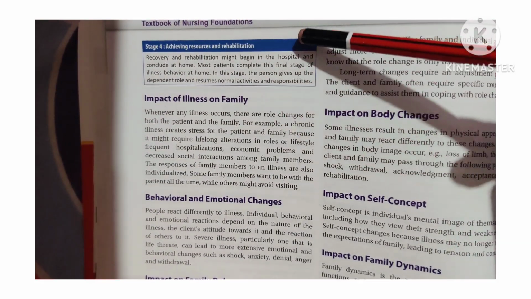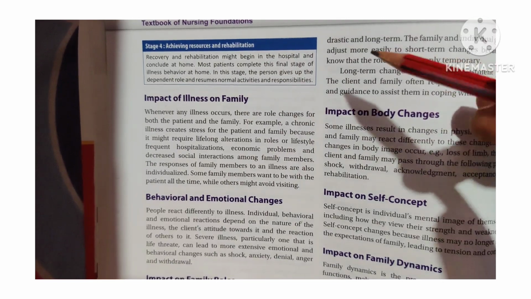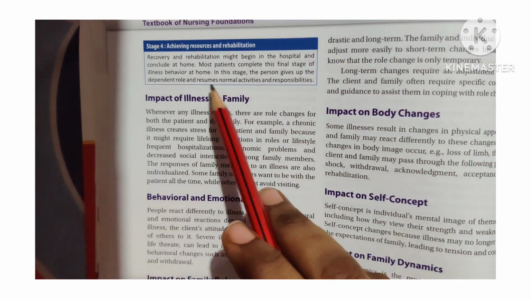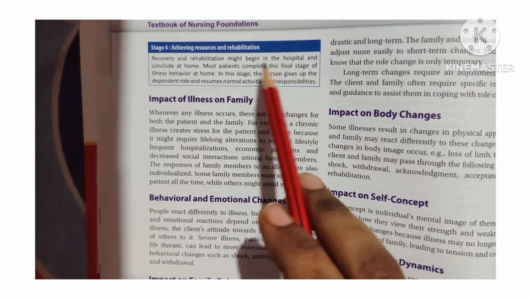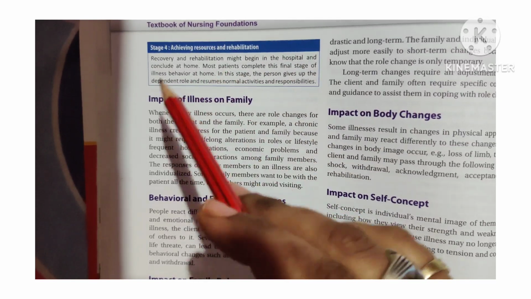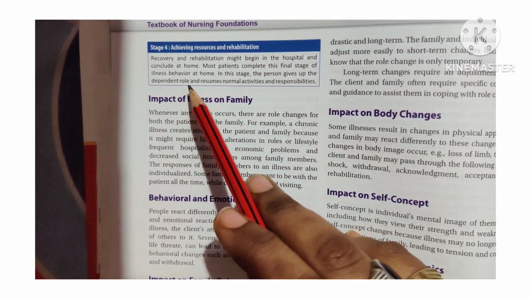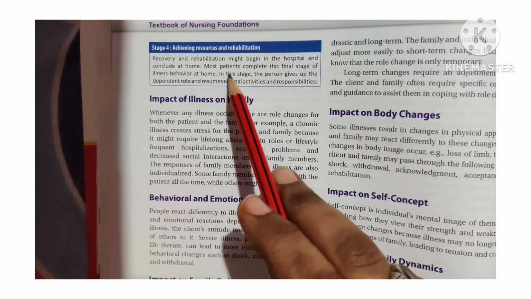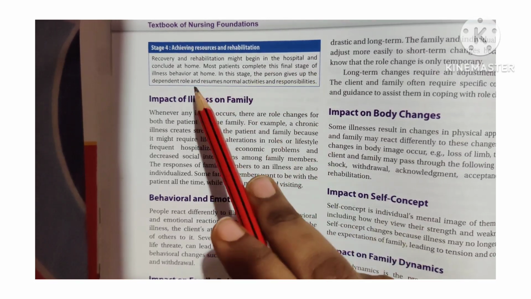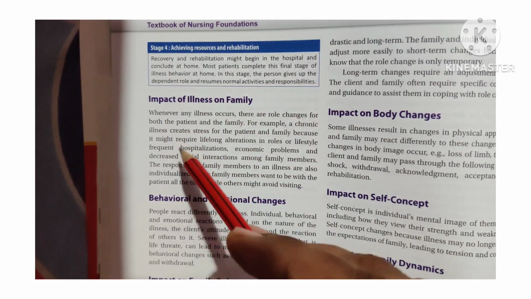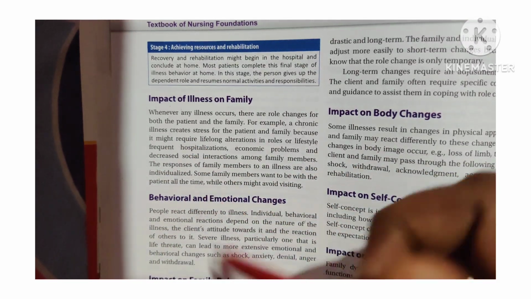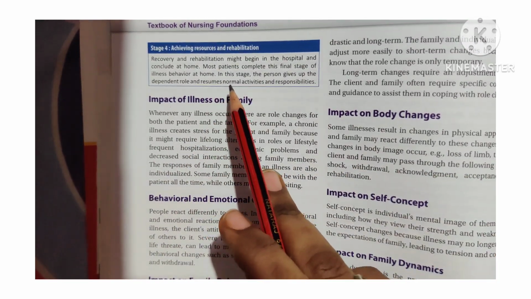Next, stage 4 is achieving resources and rehabilitation. Recovery and rehabilitation might begin in the hospital and conclude at home. So the recovery as well as rehabilitation starts from the hospital and will be ending at home. Most patients complete this final stage of illness behavior at home. Most of them will be getting discharged and the phase will be completed at home mostly.